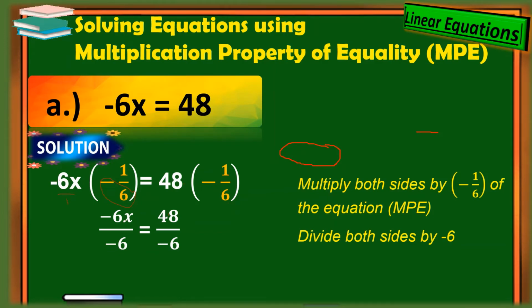Okay? Anong gagawin? Divide. X is equal to negative 8 na lang. Okay? So, negative divided by negative, naging positive na. Si x is positive. So, 6 divided by 6, that's 1. So, hindi nyo na kailangan isulat, no? Invisible 1 na siya. So, 48 divided by 6, we have negative 8. Okay?